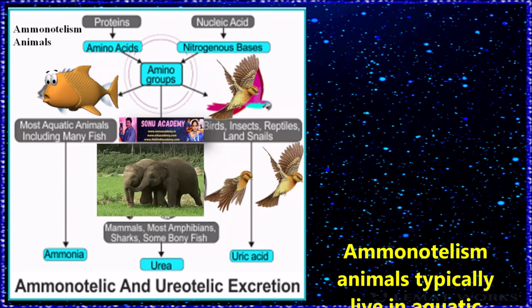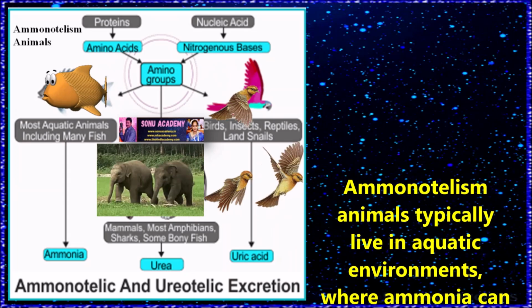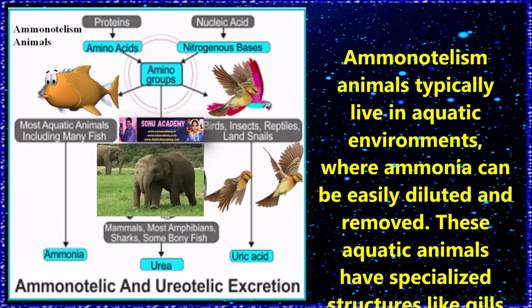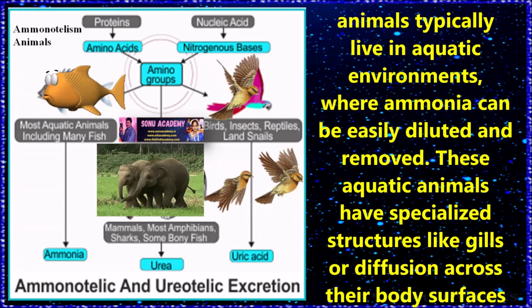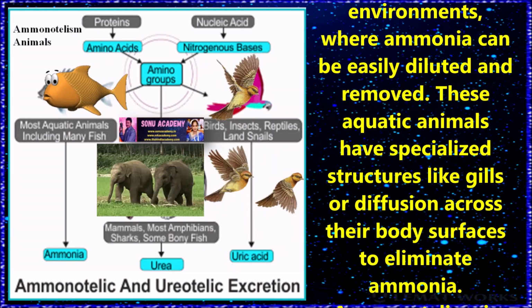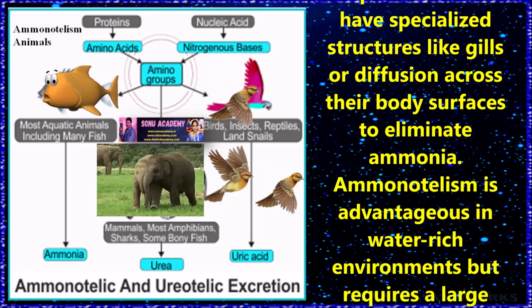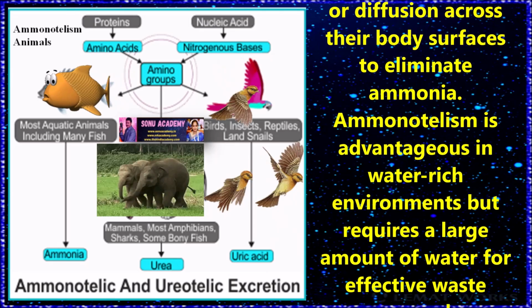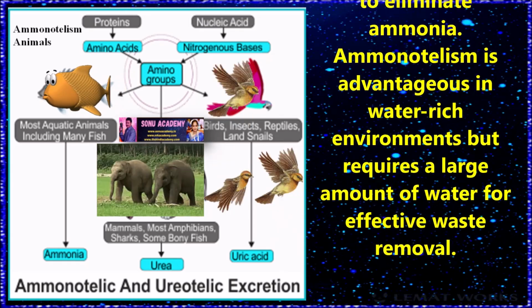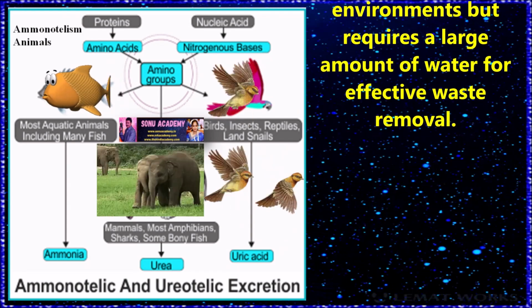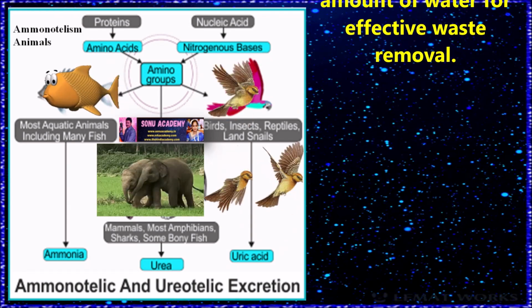Children, now let us discuss ammonotelic animals. Ammonotelic animals typically live in aquatic environments where ammonia can be easily diluted and removed. These aquatic animals have specialized structures like gills or diffusion across their body surface to eliminate ammonia. Ammonotelism is advantageous in water-rich environments but requires a large amount of water for effective waste removal.